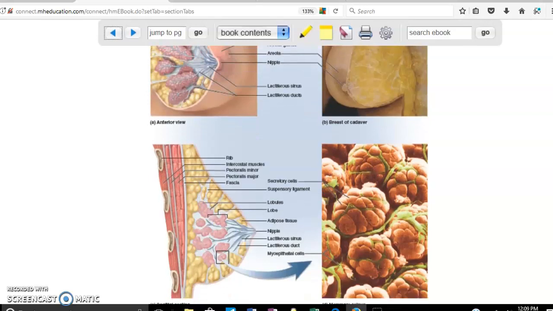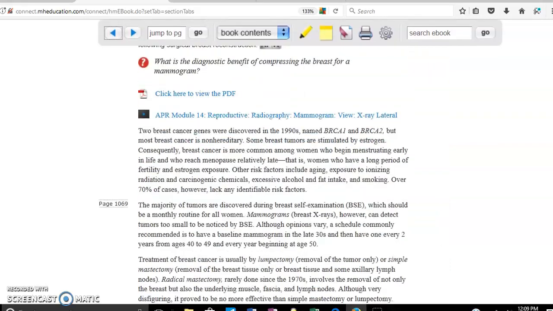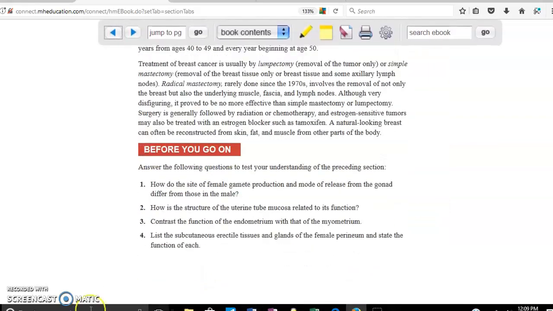So we keep scrolling down. Breast cancer is very important for females to be aware of it and to avoid problems with cancer. And if we keep scrolling down, that's about it for this part.